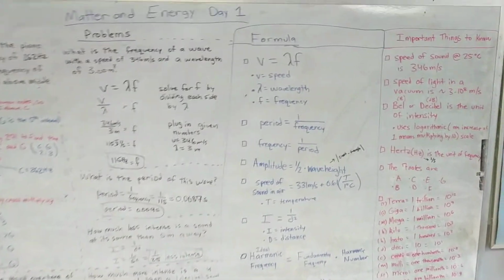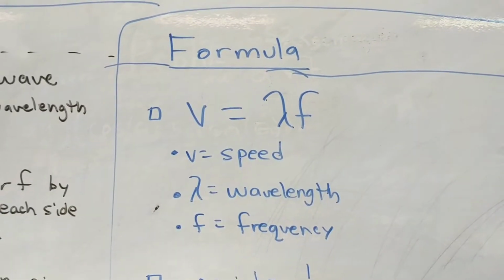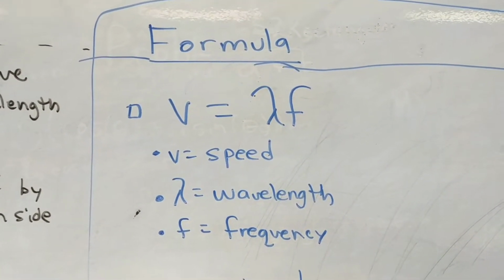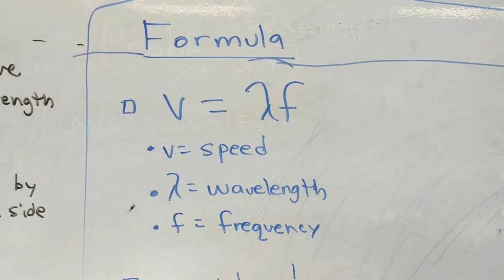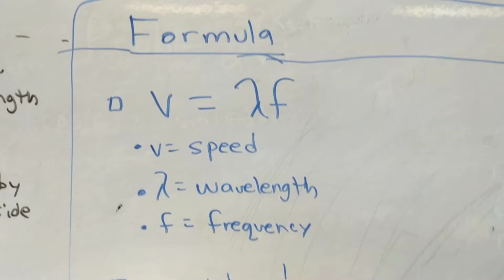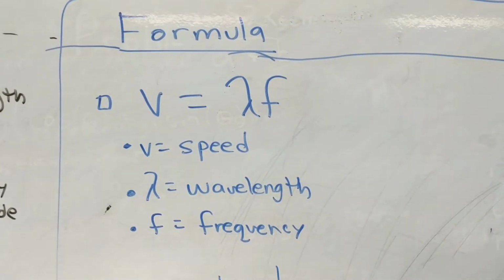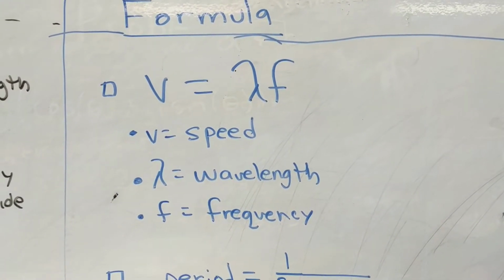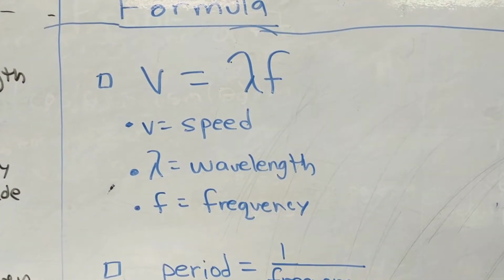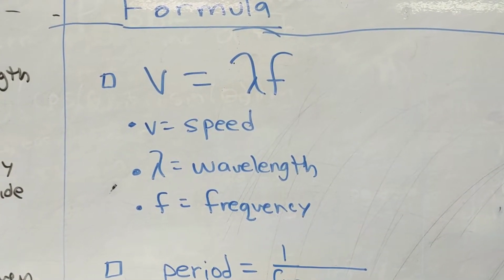So, to start with, this formula right here, speed is equal to lambda times frequency, is one of the most important formulas that we will be learning in Chapter 11. We'll also apply it to Chapter 12. Notice the inverse relationship between wavelength and frequency. In other words, the longer the wavelength, the smaller the frequency.